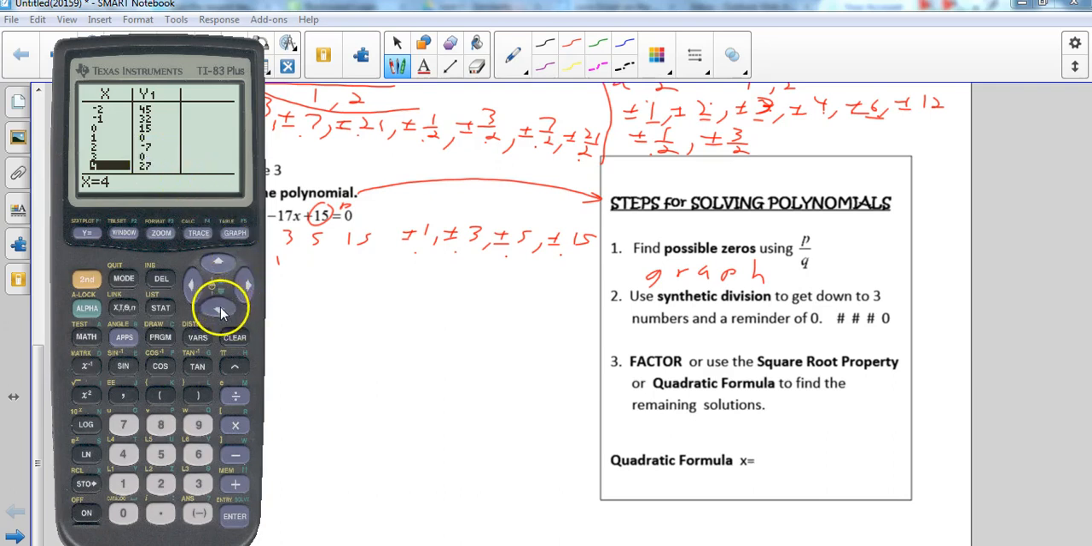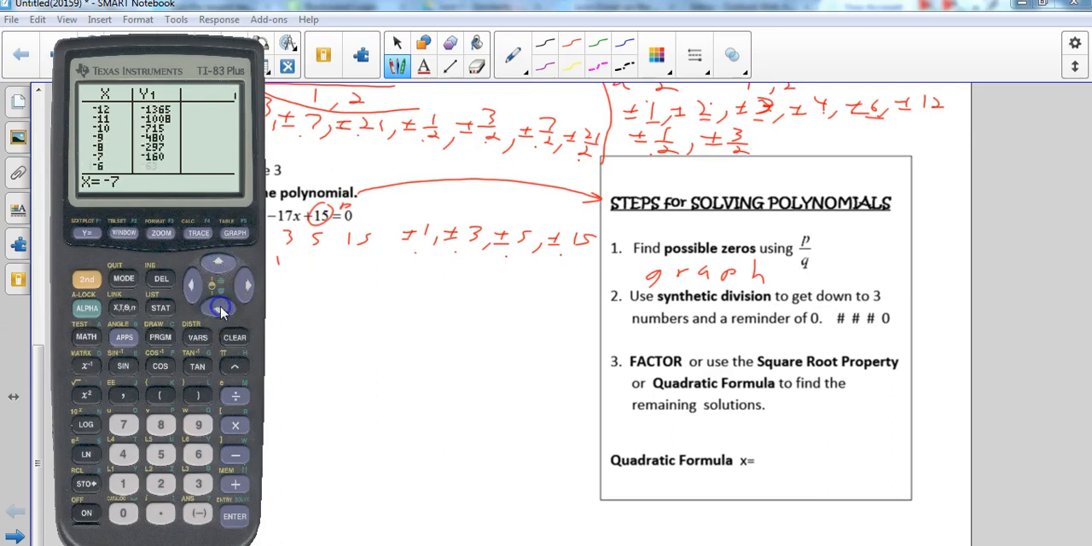Now I can check, because I also said possibly 5, but that's 80. And 15 is obviously going to be a big number, so that's not going to work. And if I went further back, I could check out negative 1. Nope. And negative 3. And negative 5. And then negative 5 worked. We found that. And negative 15, sorry, doesn't work.